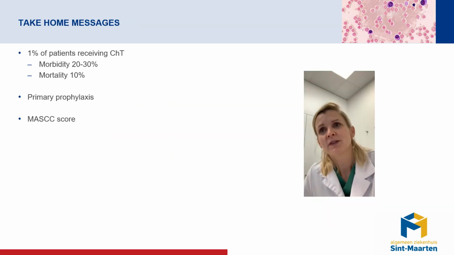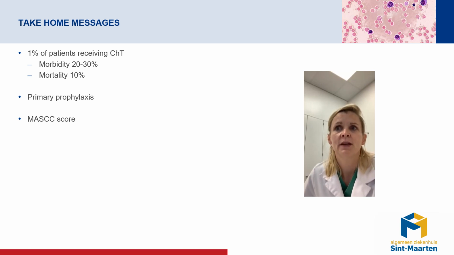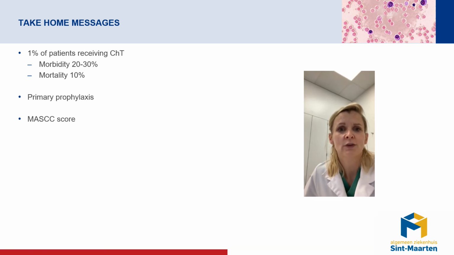So I will end with some take-home messages. Febrile neutropenia is an important problem. It is observed in 1% of patients receiving chemotherapy. The morbidity and mortality are significant. You have to think about primary prophylaxis. It's very important. And the MASCC score can guide you in your management.